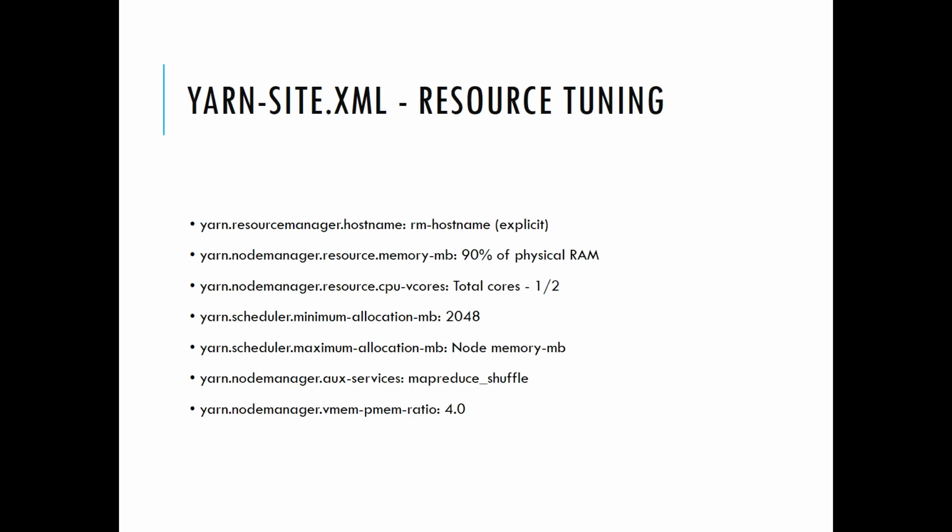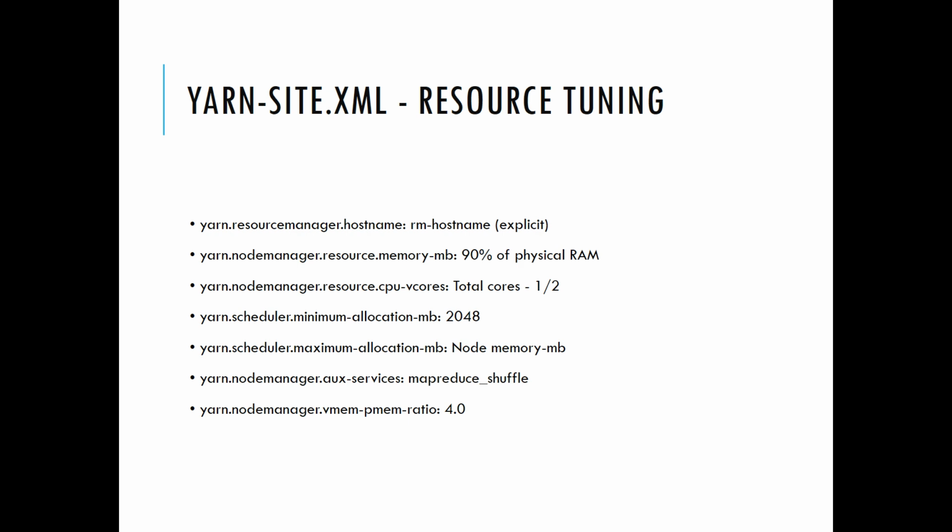Now let's examine key resource parameters in yarn-site.xml. Set yarn.resourcemanager.hostname explicitly to the Resource Manager's hostname. Allocate approximately 90% of physical memory to yarn.nodemanager.resource.memory-mb. Reserve 1 or 2 CPU cores for system processes and assign the remaining to yarn.nodemanager.resource.cpu-vcores. Define yarn.scheduler.minimum-allocation-mb and maximum-allocation-mb to control container size flexibility.